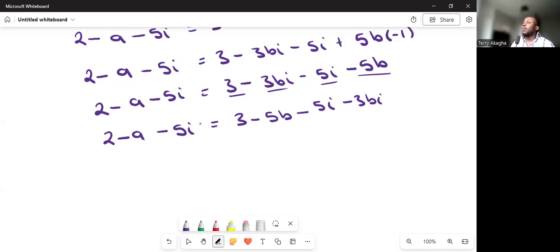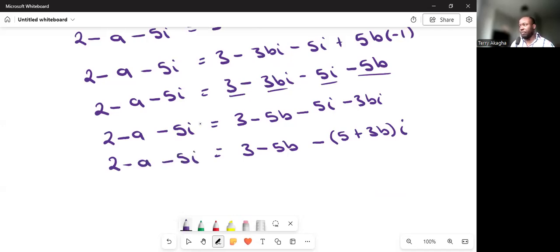So I can also write the right-hand side like a complex number, because the number is a plus bi. So the a is the real part, and the b is the one that has the coefficient of i. So we can now say this is the same thing as saying 3 minus 5b minus, what is common between both of them, we have a 5 plus 3b, i. Are you seeing it? And this is going to be 2 minus a minus 5i.